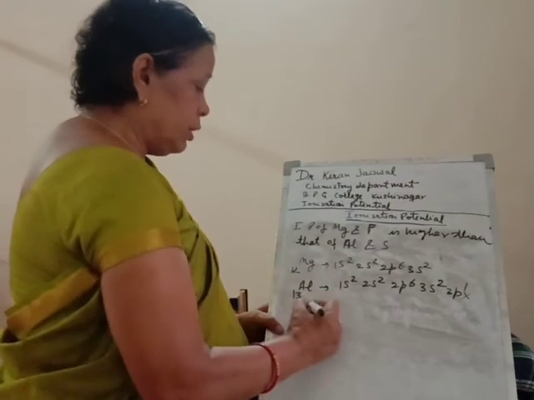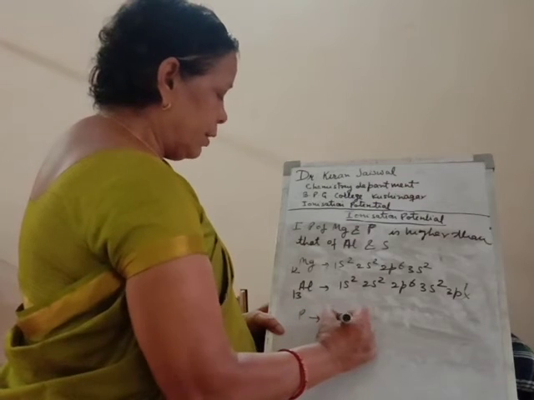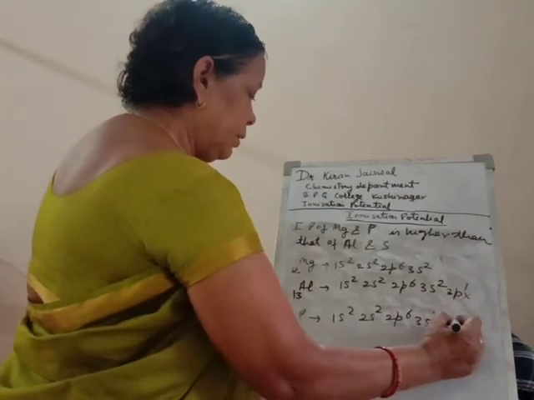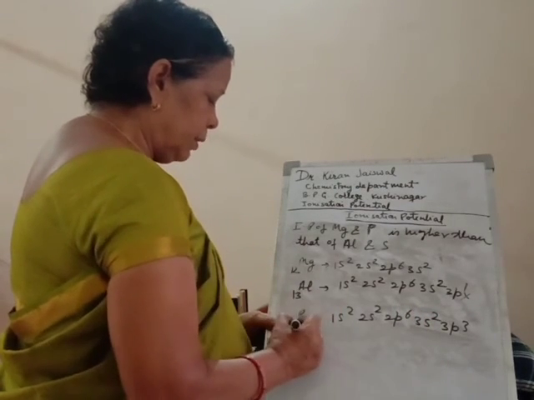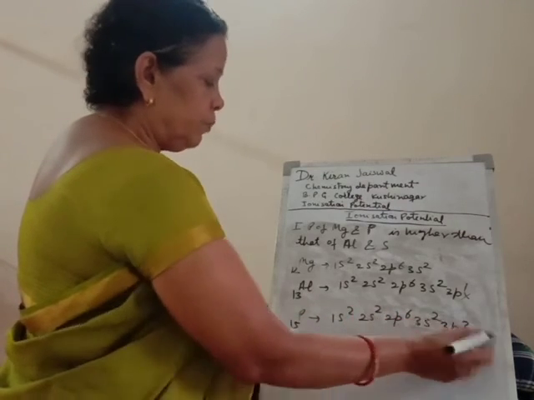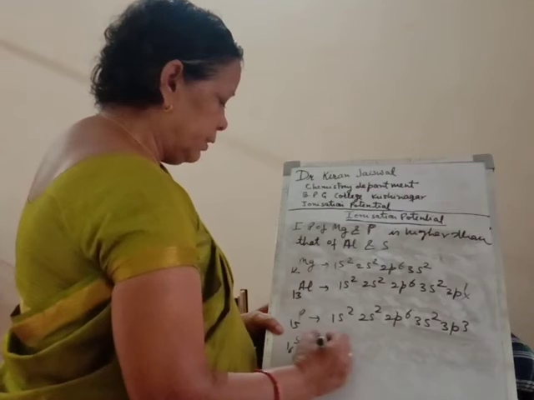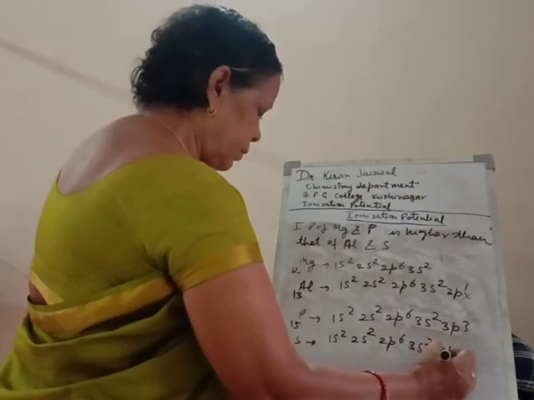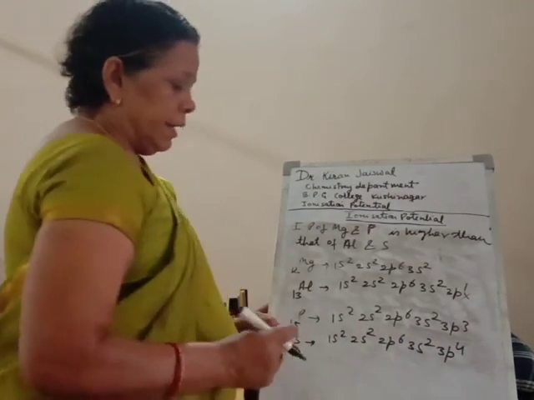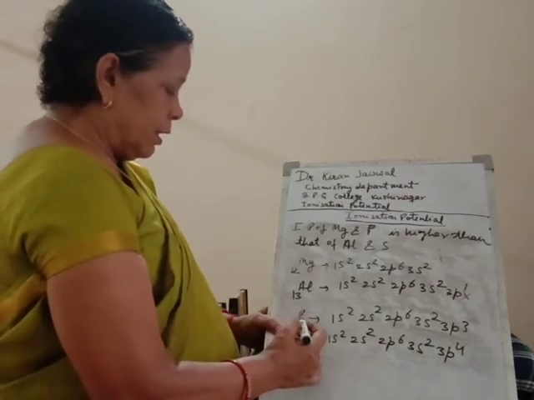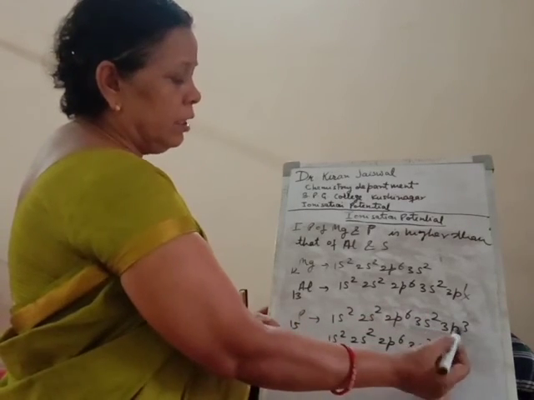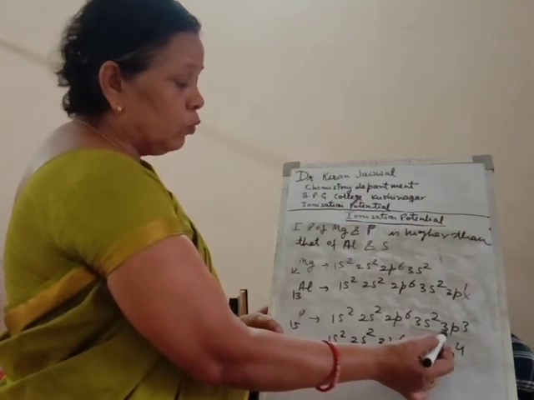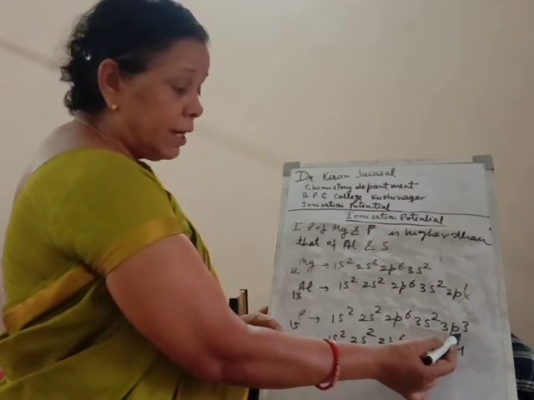Similarly, in the case of phosphorus, atomic number 15, the configuration is 1s2, 2s2, 2p6, 3s2, 3p3. And sulfur, atomic number 16, is 1s2, 2s2, 2p6, 3s2, 3p4. Here there is only one point: in phosphorus there is a half-filled p orbital. So a large amount of energy will be required to remove this p electron, because it is a stable state.